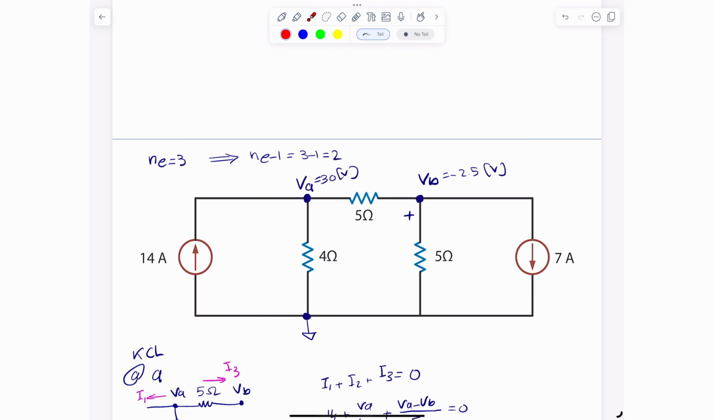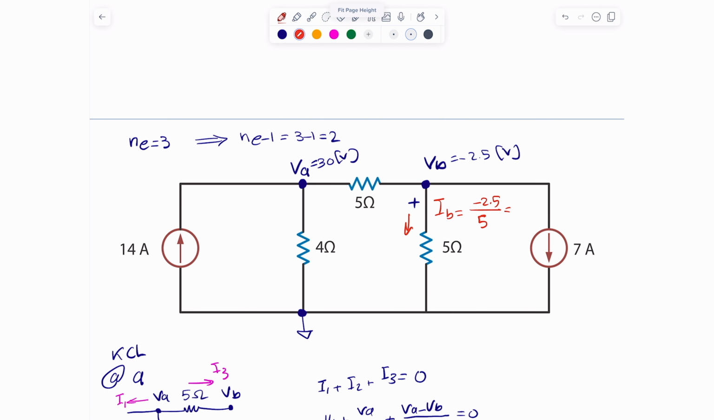You want the current going through this particular element? Simple. It's actually VB. I know that VB here is in the opposite direction. Let me write it in here. The current, let's call it IB, going that way, is simply VB, which is negative 2.5, divided by 5, and that will be the current going downwards in the 5 ohms. You can compute any current and any voltage in this particular circuit. So this is how, in simplest terms, you apply nodal analysis in a circuit like this.